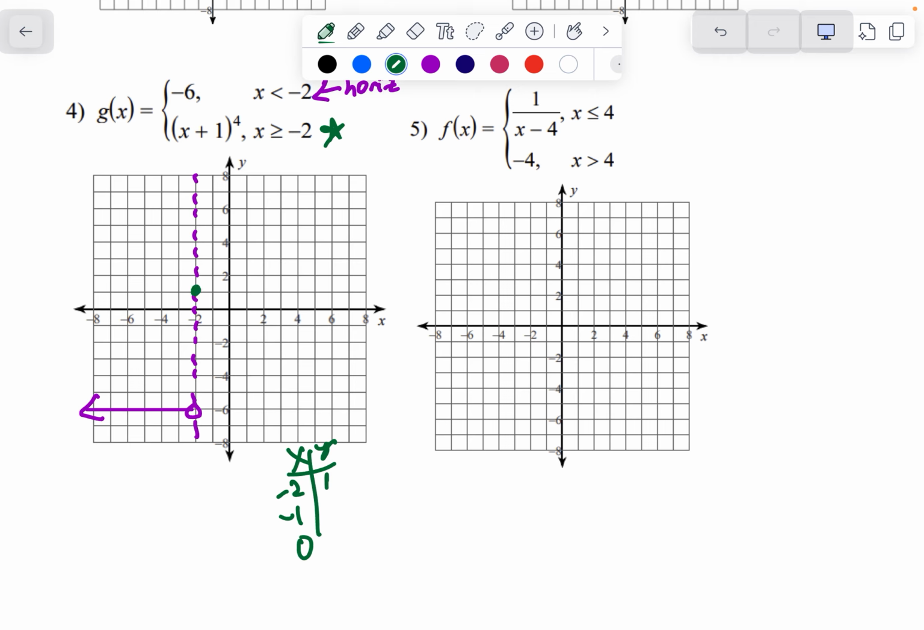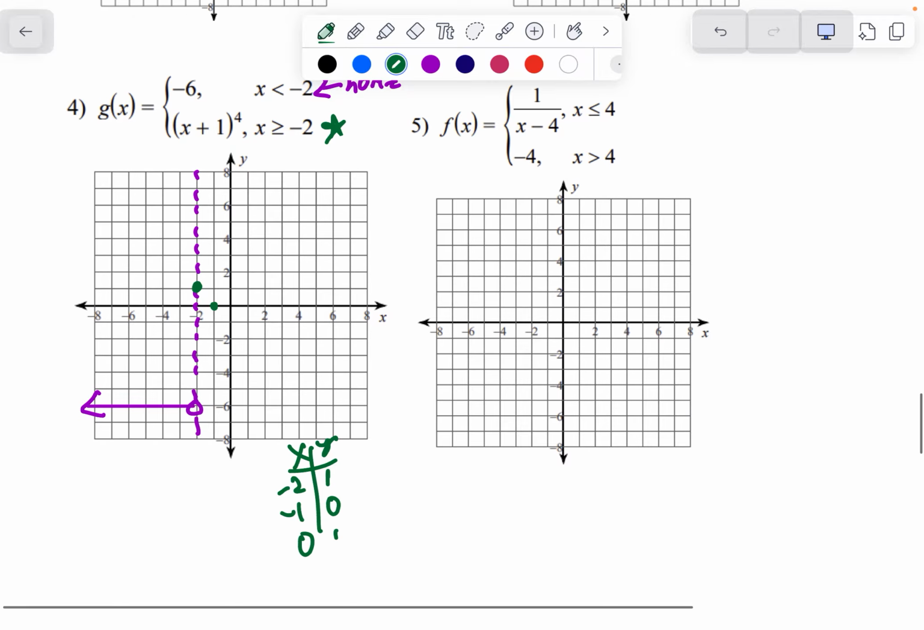If we plug in -1, we get 0. Anything to the 0 to any power is still 0. If you plug in 0, you get 1, and that's 1. So see how it looks like a parabola, just like I expected. Okay. So just knowing what something looked like is helpful.